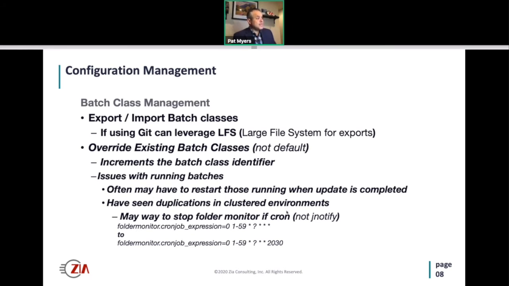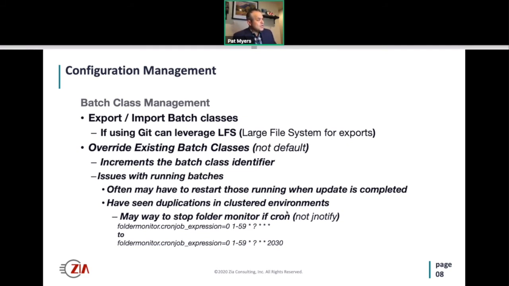Number one, it increments your batch class identifier. So if you had a BC3, it's going to be a BC4 that overwrites that. That is only a problem because if you have anything pointing to a web service that has configurations saying BC3 as opposed to BC4, then you have to update any of those configurations as well. So just note that, and have a process in place where you know that you're going to update all of those different configurations.